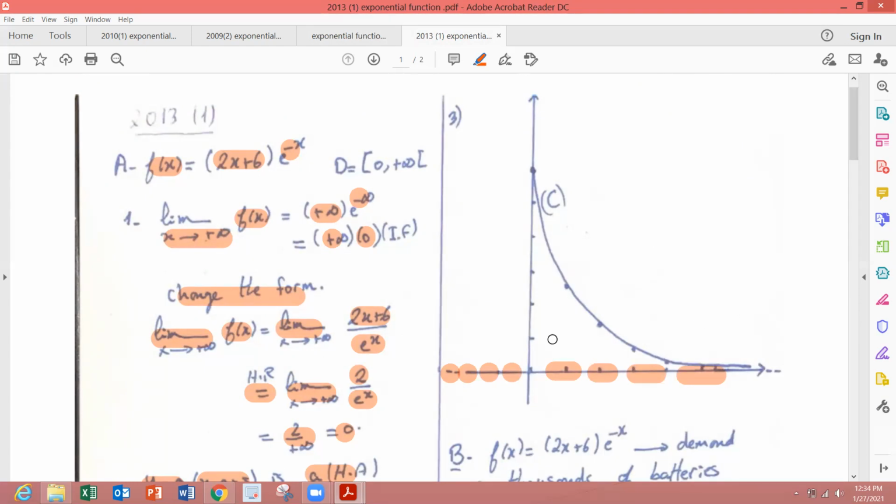Okay, the curve starts from the point 0, 6. This is 0, 6.